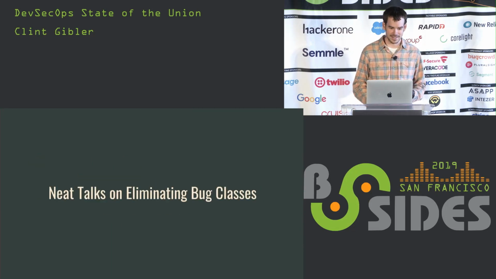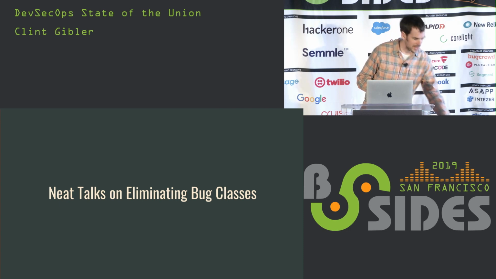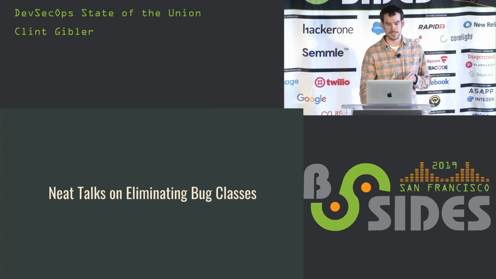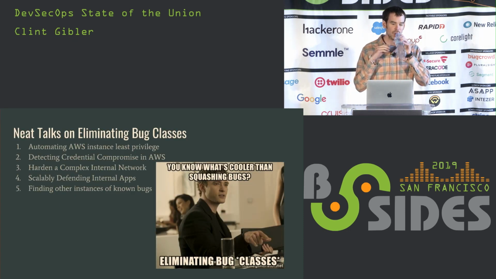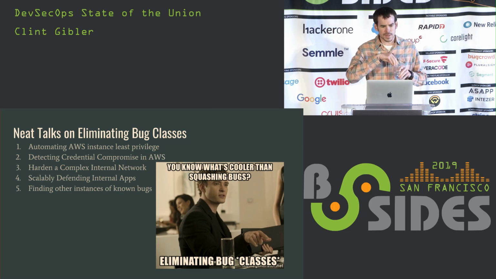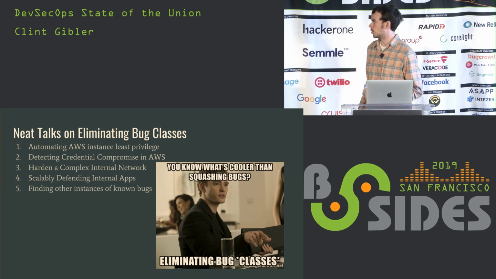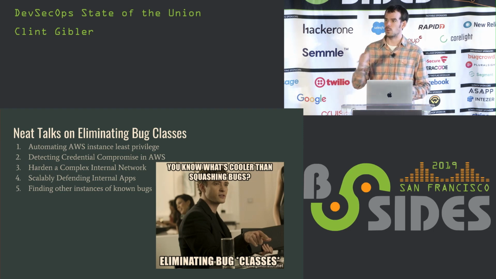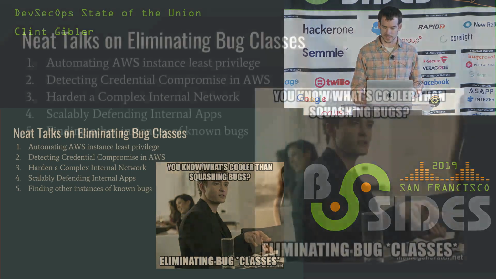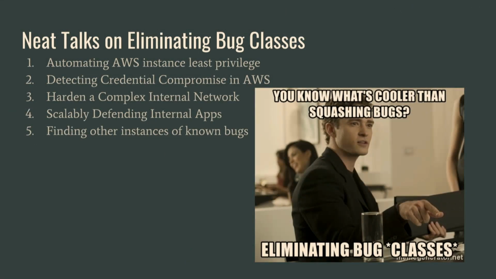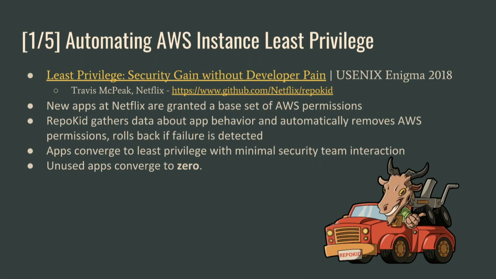Let's keep going. All right, so some neat talks on eliminating bug classes. So as AppSec professionals, it's nice to find bugs and to fix them. But I think what's nice is solving bug classes, right? This is where your scalable wins come in, because you're not just whack-a-moling individual bugs. So here's a couple of talks that I think were especially good in this space. And there's probably more that I don't know of, but here are some that I personally like.